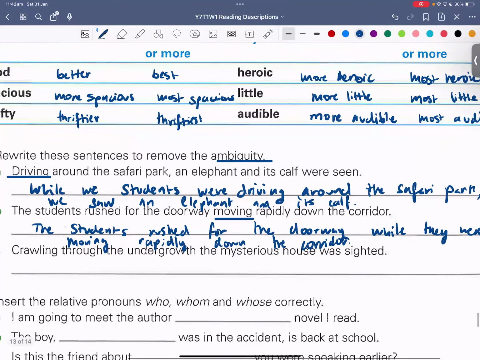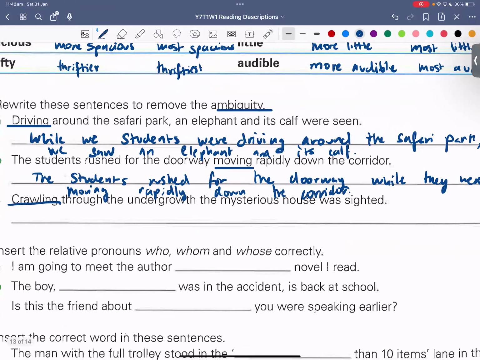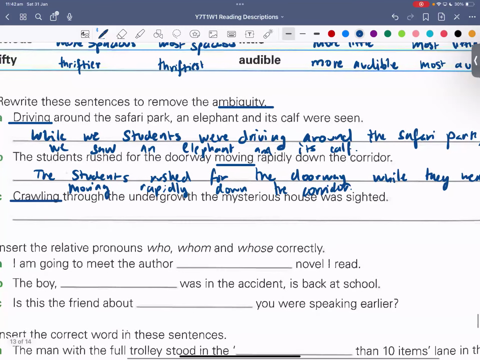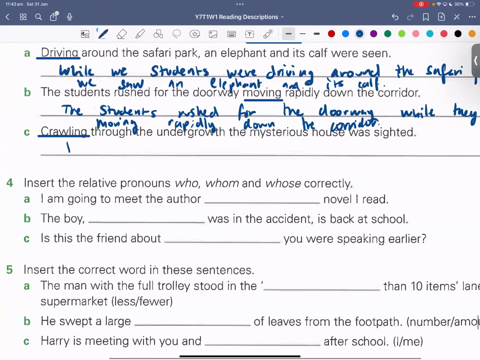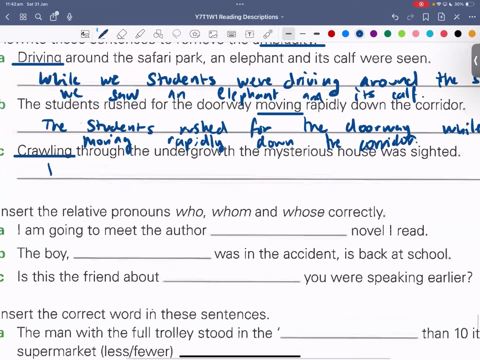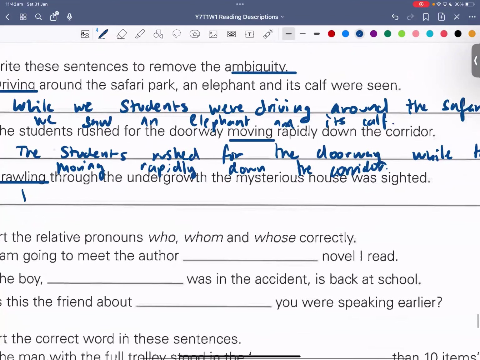Crawling through the undergrowth, the mysterious house was sighted. What is crawling? I was crawling through. A man was crawling through. We can just change it to a single subject. We can do: I was crawling through the undergrowth and sighted a mysterious house.